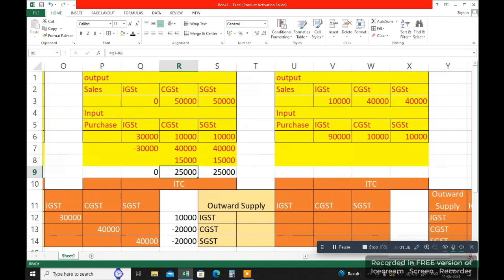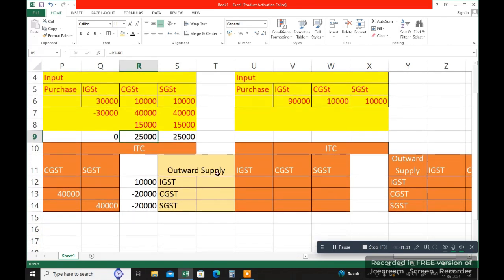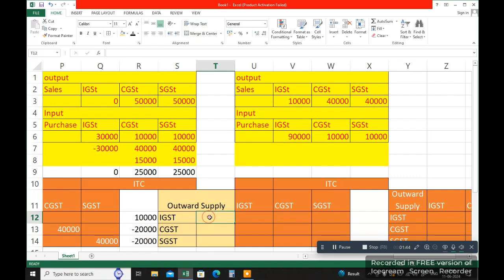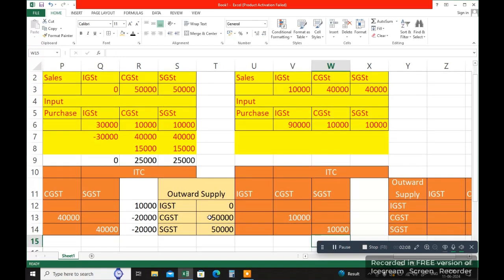Now how will you fill this table? First I'll put it here. My sale is, so this is 0. This is 50,000, and this is 50,000. Okay. Now here IGST is 30,000. I'll put 30,000 here. So I cannot put 30,000 in because my output is 0. So I cannot adjust it here. First I'll put CGST value 10,000 and SGST value 10,000. So in this case, IGST will be adjusted in these two, CGST and SGST, that is 15,000 and 15,000 in the IGST column.